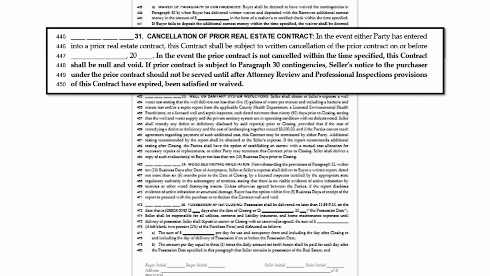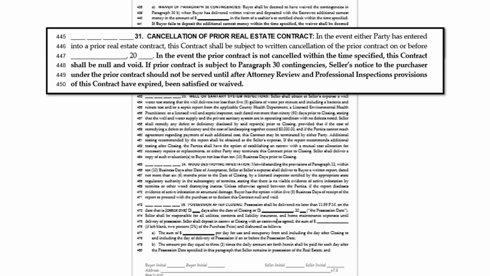there we go, paragraph 31. This is the paragraph that the second buyer agent would use to try to bump out the first contract. And anytime you want to be a backup contract, you could use this as well. So it says that in the event either party has entered into a prior real estate contract, this contract shall be subject to written cancellation of the prior contract on or before. So how much time are you going to give the listing agent to bump out that first contract? And a lot of that is going to depend, obviously, on the bump out notice that was in there. So what did it say in the MLS?